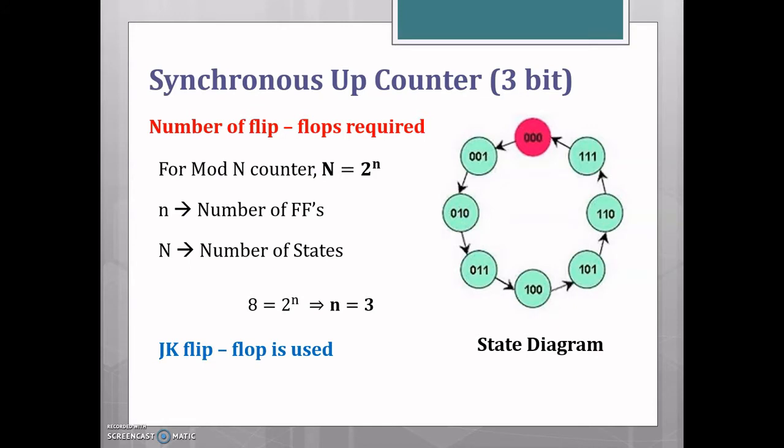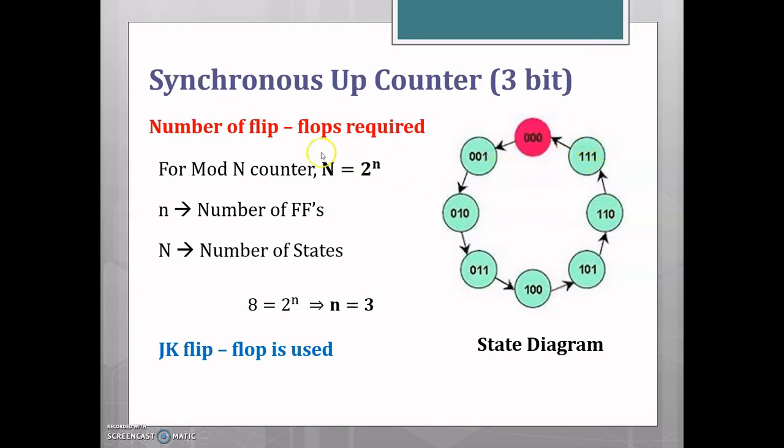Consider the 3-bit synchronous up counter. This counter will count from 0 to 7. Initially we start with the state 000, then it goes to 001, 010, 011, 100, 101, 110, 111, and then again to the initial state 000.